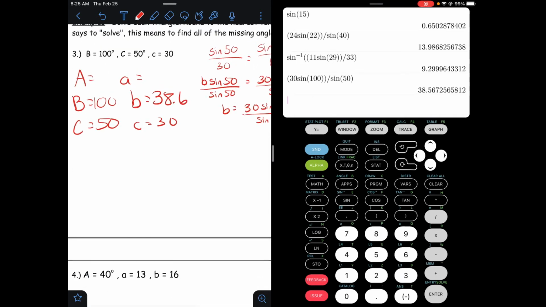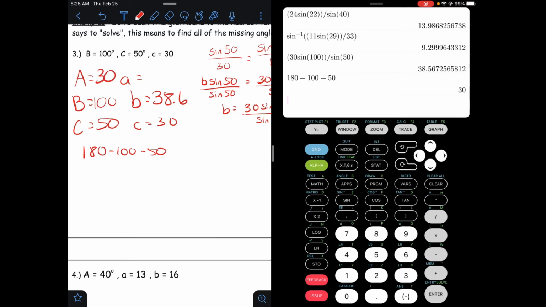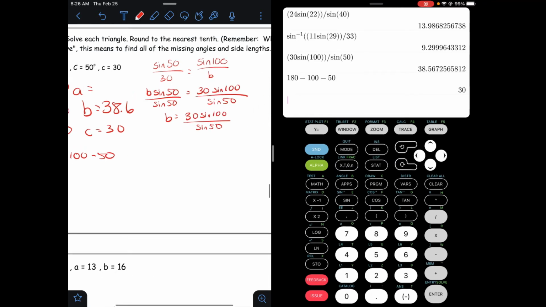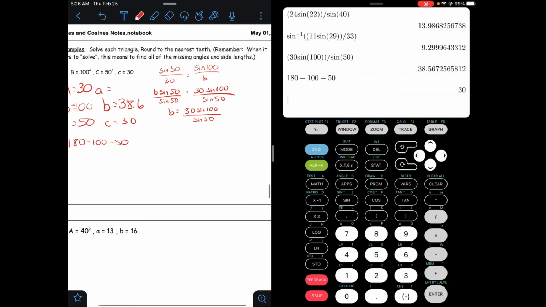So now we have to go ahead and find A. Now, this is tricky because you're looking and you're like, well, I have no information on A, right? However, you do have two angles of a triangle. And we know that all the angles of a triangle need to add up to 180. So we could do 180 minus 100 minus 50. And that's going to give us our angle of 30. So you at least need one piece of information to solve for a letter. So now we've got our angle for A, and we're good to go. We should be able to solve for our side.